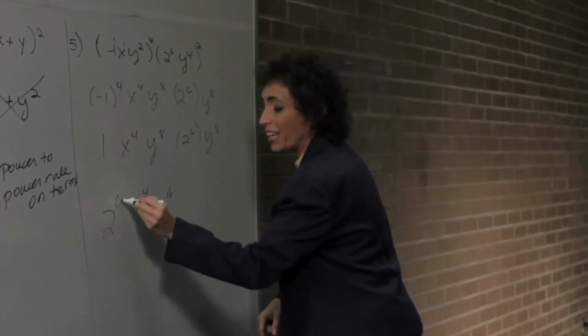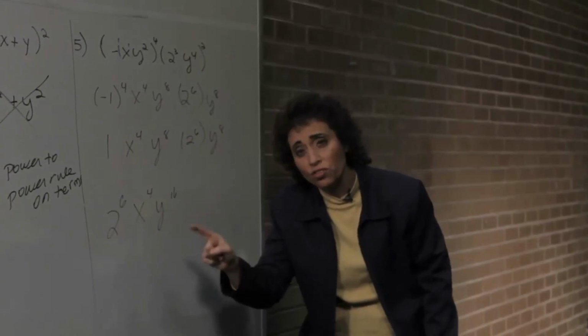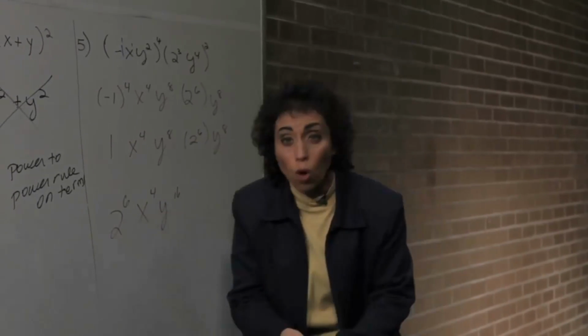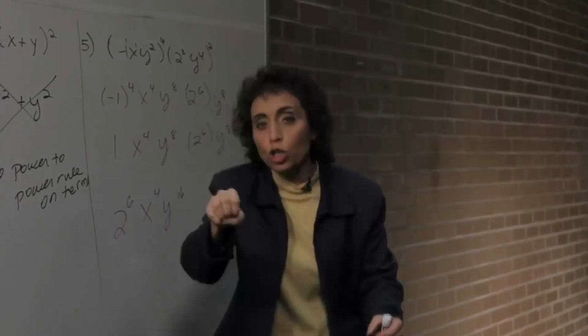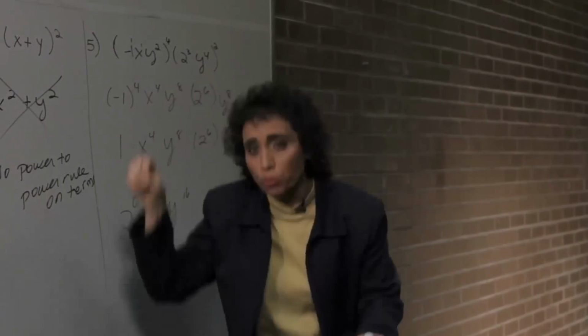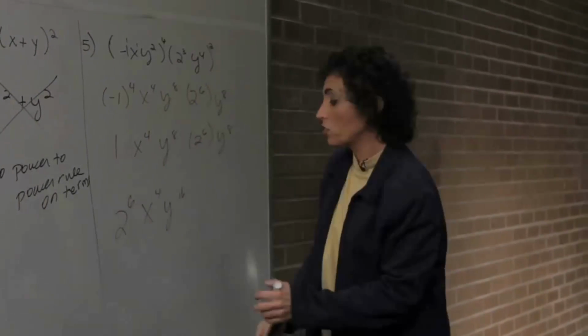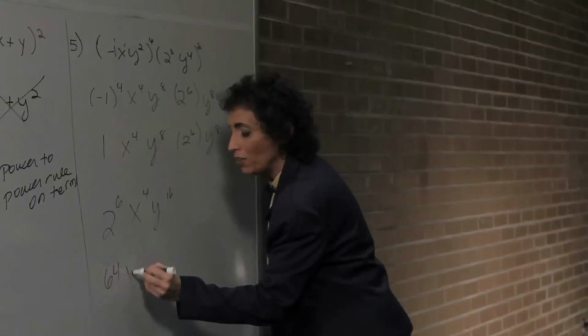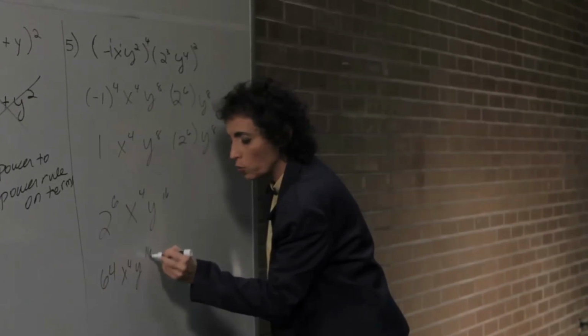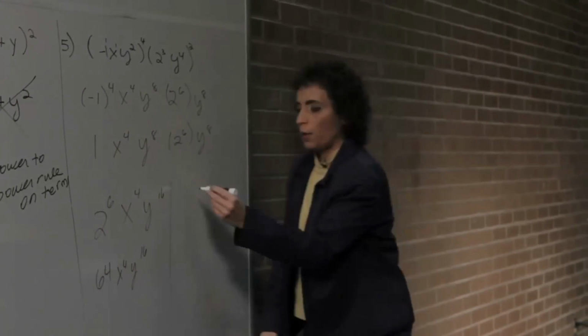And 2 to the 6th. I can leave that 2 to the 6th if I want. If I don't want to, I have to work it out. 2 times 2 times 2 times 2 times 2 times 2, you know? And it's 64, by the way. How did I know that quickly? Do you want to know how I knew that? I'll show you.